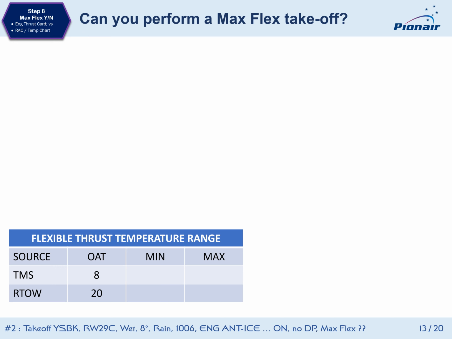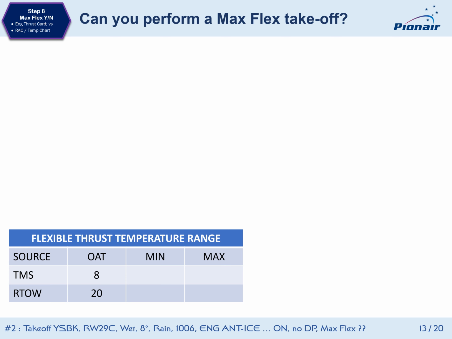So having concluded from the previous slide that we are going to flex, now let's see if we can jump straight to the finish line and use max flex. For most takeoffs, there's a flexible thrust range between the lowest flex temperature, based on the ambient temperature and the engine flat rating, and the maximum flex temperature that gives us our lowest N1 flex we're allowed to use, which in this case, with engine anti-ice on, is 87%. How do we work out that range?